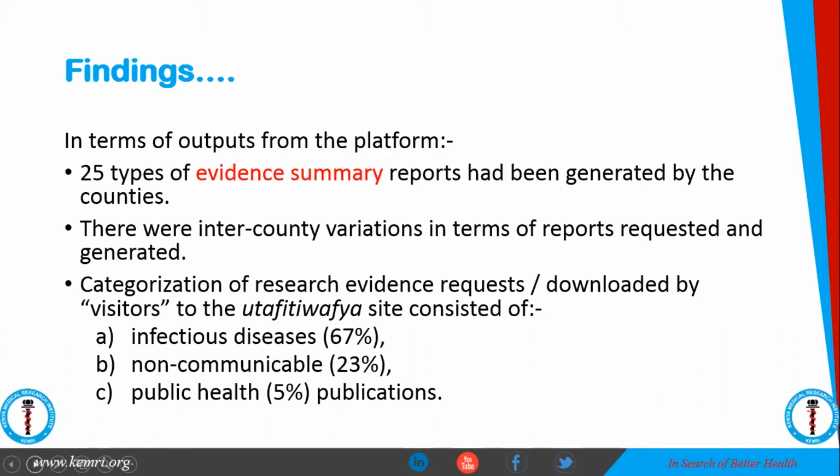Categorization of research evidence requests and downloaded by those who visited the Utafiti wa Afya site had 67% infectious diseases. The categories of non-communicable diseases were 23%, and 5% publications from public health. These were the most mapped research in the counties. There are, of course, inter-county variations in terms of reports requested and generated from the Utafiti wa Afya platform. Next slide, please.